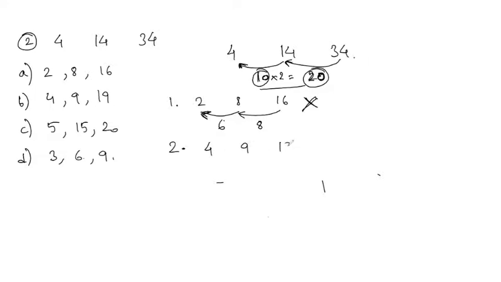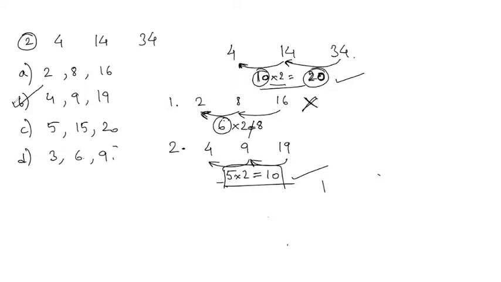4, 9, 19. What is the first difference? 5. Next difference? 10. Is the rule matching? No, ma'am. Why is it not matching? The rule is to do into 2. First number 5, into 2 should give the next difference. What is 5 into 2? 10. So it is matching. 5 into 2 is 10, so the rule matches here. So that's why option B is correct.